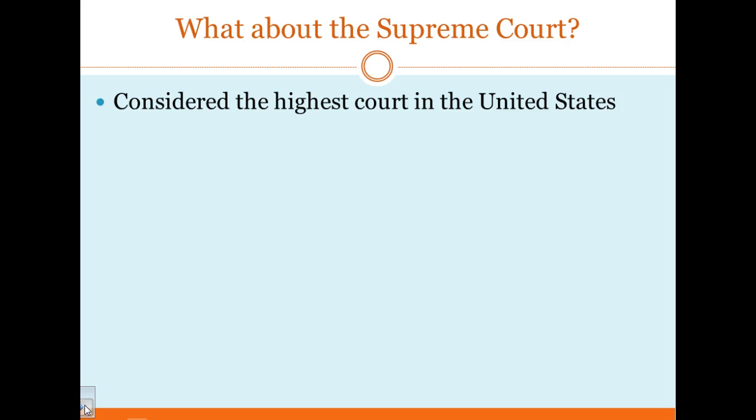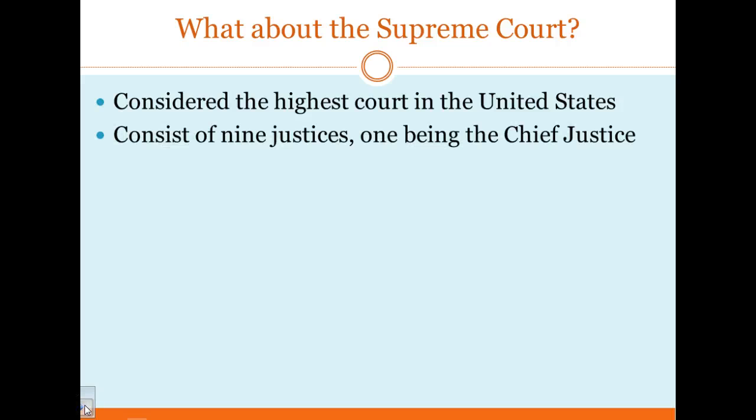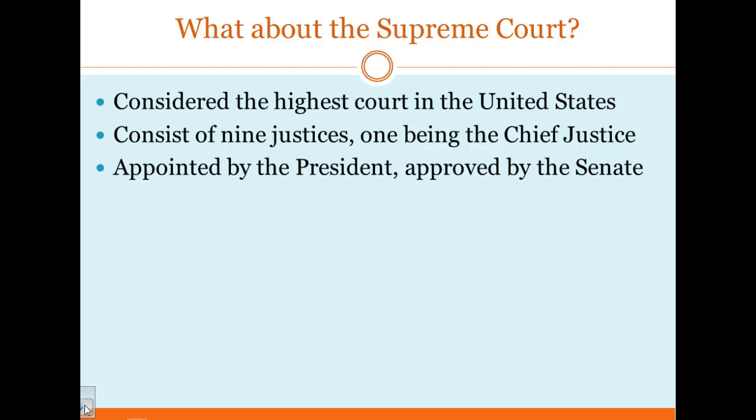Like I said, it's considered the highest court in the United States. It consists of 9 justices, one being the Chief Justice. So there's 8 justices and 1 Chief Justice, and that Chief Justice sometimes serves as a tiebreaker, but is kind of ahead of the whole court. These men and women are appointed by the president, and then they are approved by the Senate. Kind of that checks and balances, and approval by the Senate was one of the things we talked about in class as being a special job of the Senate.